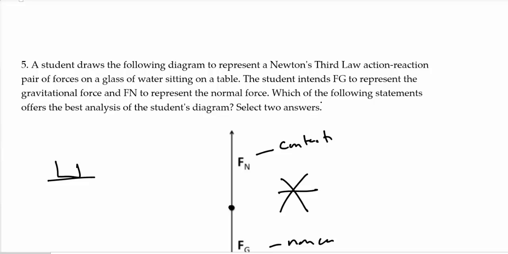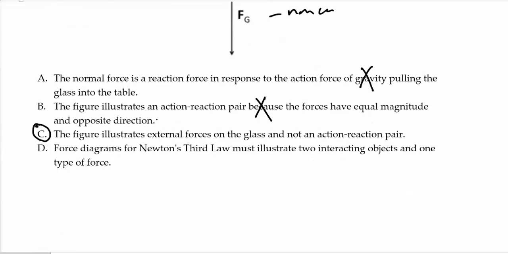The question says, which of the following statements offer the best analysis of the student's diagram? Select two. Statement A, the normal force is a reaction force in response to the action force of gravity. What I'm saying is the normal force cannot be a reaction force to the force of gravity. B, the diagram illustrates an action-reaction pair because the forces are of equal magnitude and opposite in direction. What I'm saying is the normal force and gravity cannot form an action-reaction pair.